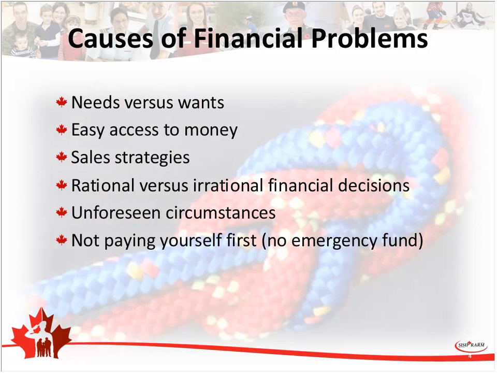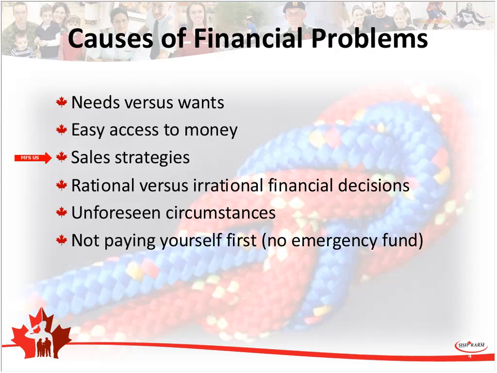So let's first talk about some causes of potential financial problems. So these are all things that could cause people to have some difficulties or be in a difficult situation. You know, needs versus wants, easy access to money. That includes credits, and you know, especially right now with low borrowing rates, it can be easy to take on more debt than you might be able to handle. So something to be conscious of. You know, sales strategy too gets people spending or signing up for department store cards.